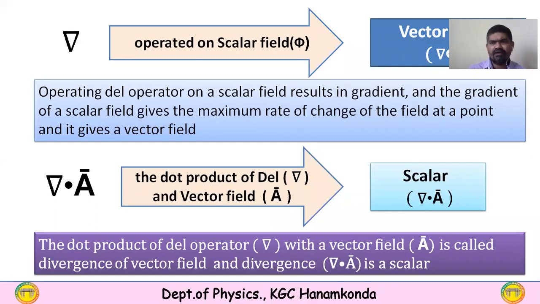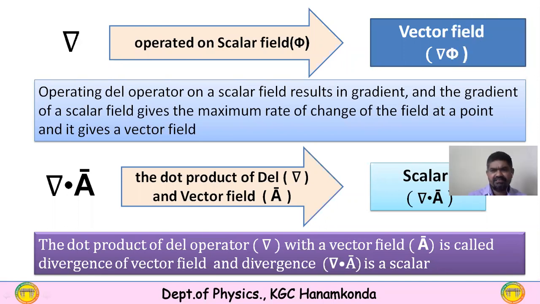So far we have learned what is gradient and what is divergence. Gradient is nothing but the maximum rate of change of a scalar field at a particular point in the normal direction. The maximum rate of change of a scalar field at a particular point in the normal direction is called gradient.